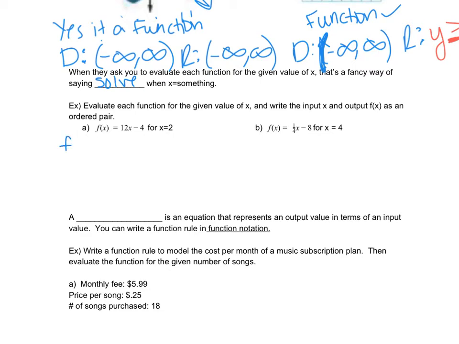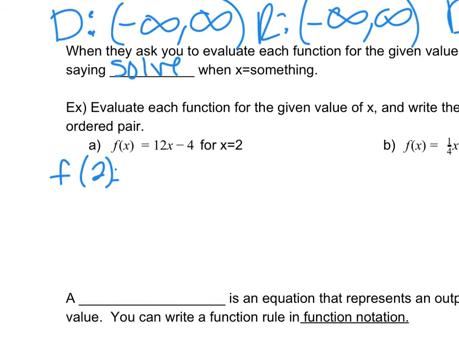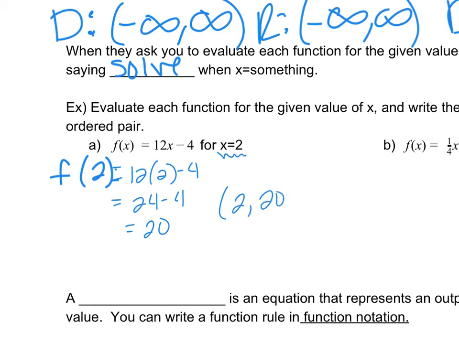So first, let's find out what f of 2 is. And that's going to be 12 times 2 minus 4. So that would be 24 minus 4, so it would equal 20. And don't forget the ordered pair part. So the x value is going to be the 2, and then the y coordinate is going to be 20.